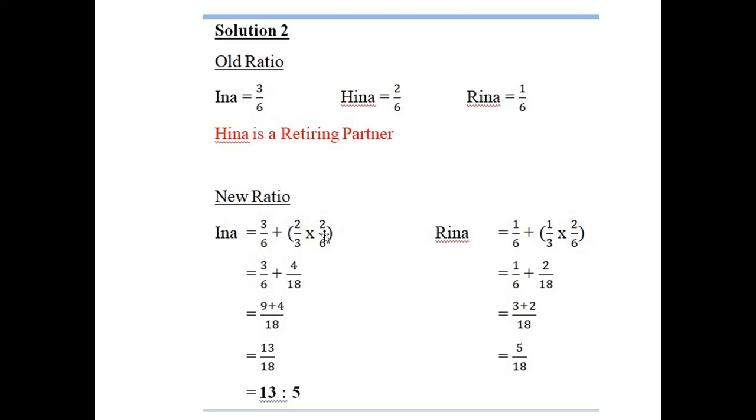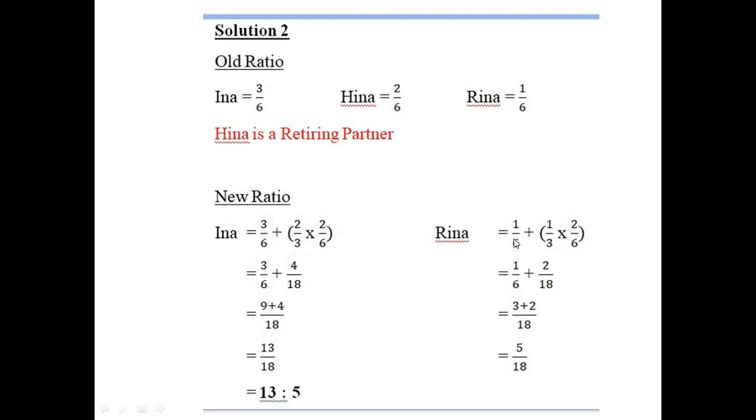Okay, just like the previous question, it is same. The ratio is 3 is to 2 is to 1. Okay, 3 by 6, 2 by 6, and 1 by 6. So in this question, Hina is going out. So the share of Hina is 2 by 6. Now this 2 by 6 will be shared between Ina and Rina as per the ratio of 2 is to 1. That is 2 by 3 and 1 by 3.